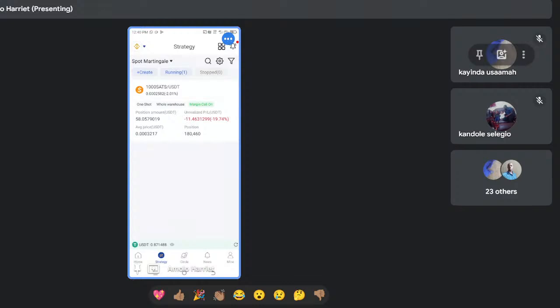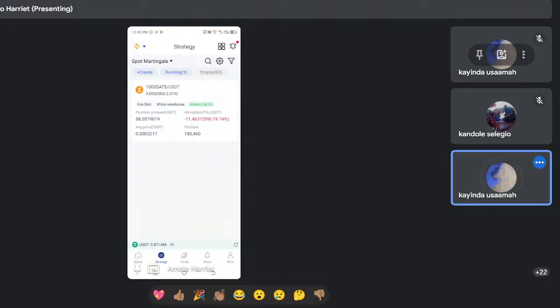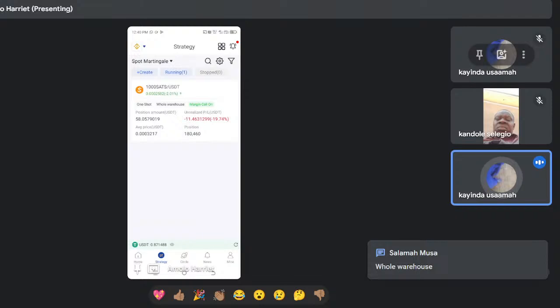Can you see? Now, do you know why your coin has not yet sold? Look at the word average price. The robot bought this coin at 0.0032. Now look at the current price. The current price is the price under the name of that coin, 1,000 sats.